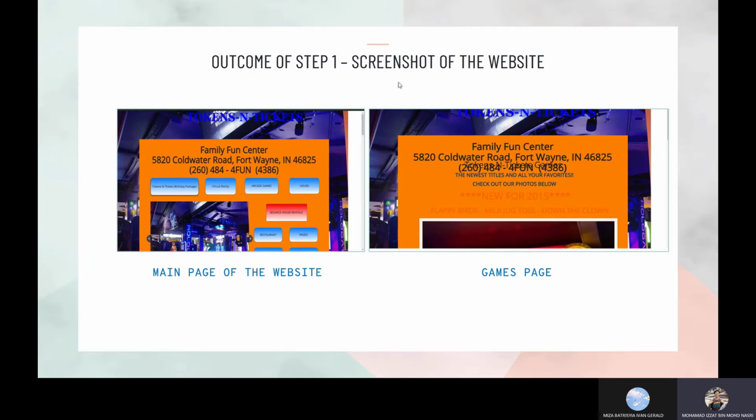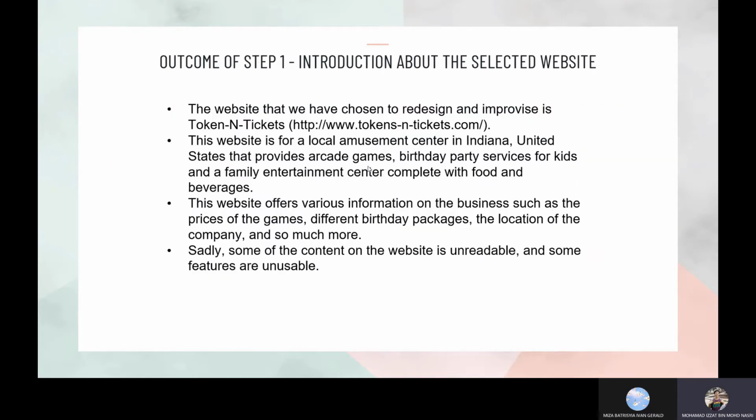So for the screenshot of the website here, as you can see, this is the main page of the website and the game page of the website, which is very unorganized and very messy. So for the introduction about our selected website, we chose the Tokens and Tickets website, which is an arcade place for families and kids that is located in Indiana, United States.